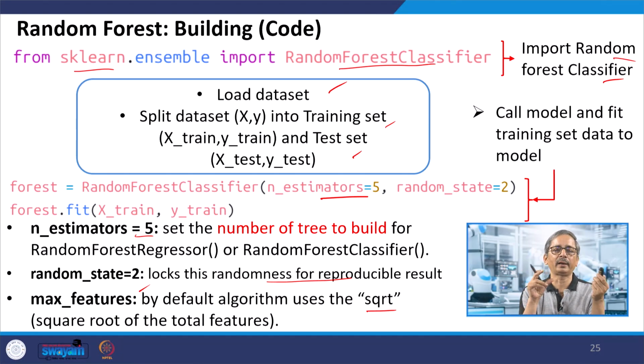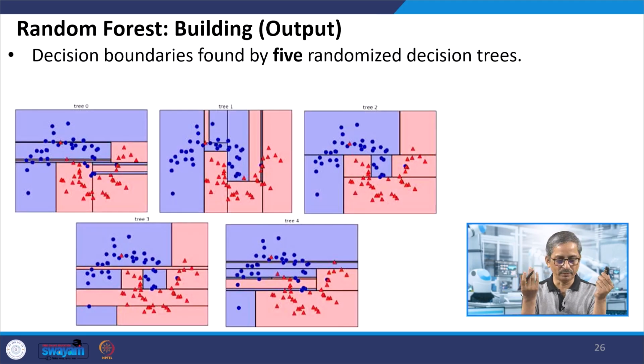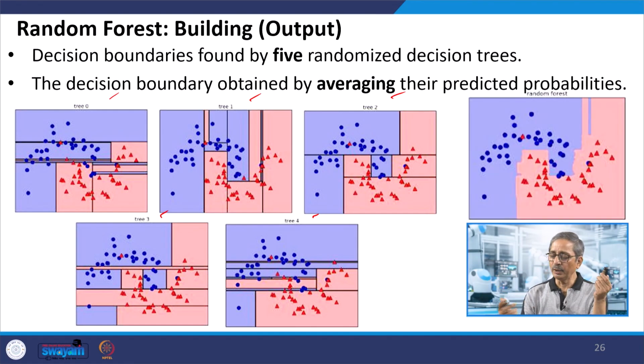From that we can get the max features. So if you have 2 features, the square root of 2 is going to be 1.414, so we can have a maximum of 1 feature. The output, the decision boundaries found by the 5 randomized decision trees, could be like this. This is for tree 0, tree 1, tree 2, tree 3 and tree 4, and the decision boundary is obtained by averaging their predicted probabilities.